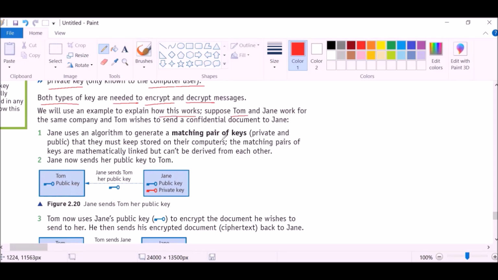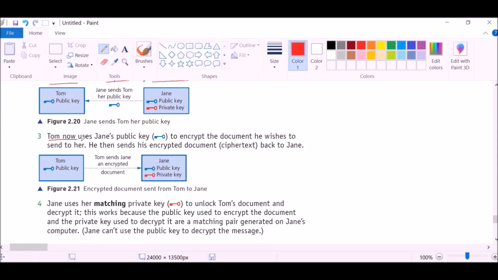Suppose Tom and Jane work for the same company, and Tom wishes to send a confidential document to Jane. Jane uses an algorithm to generate a matching pair of keys, private and public, that they must keep stored on their computers. The matching pairs of keys are mathematically linked but can't be derived from each other. Jane now sends her public key to Tom.